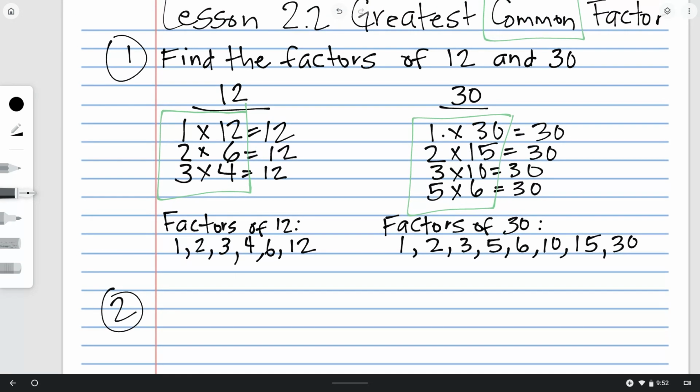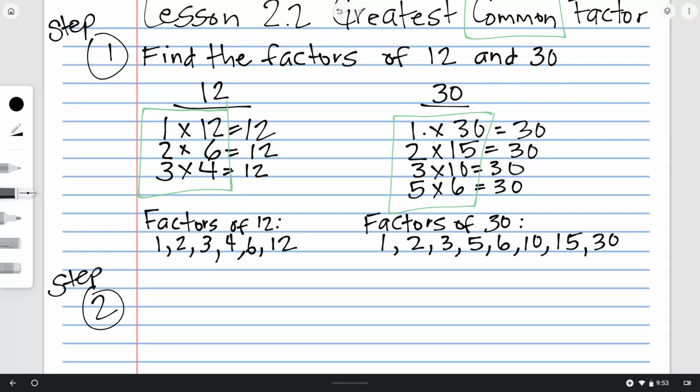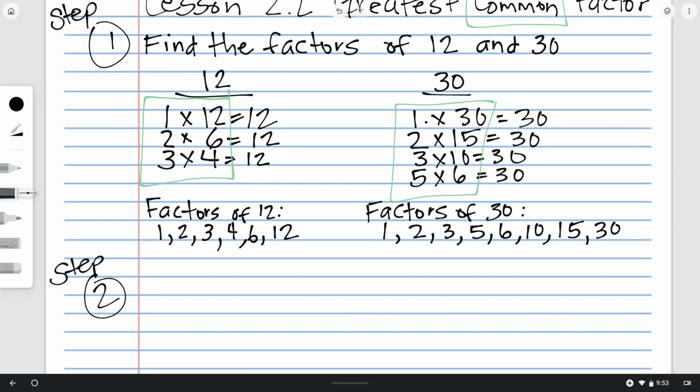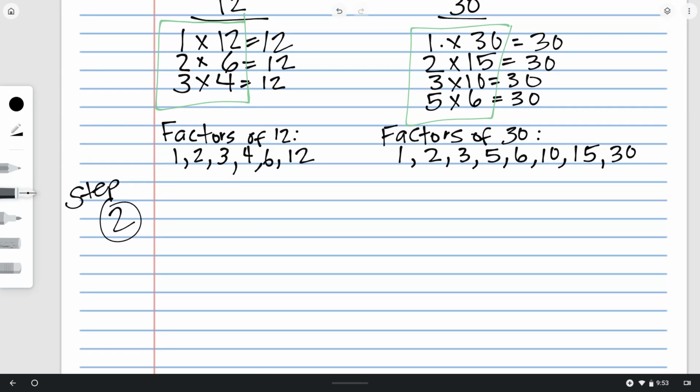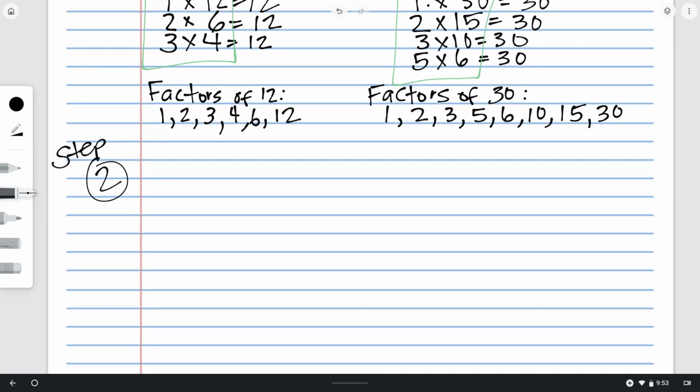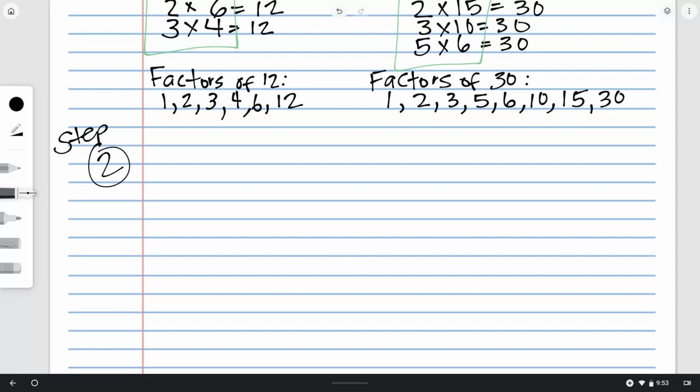Okay. Second step. So I guess over here we could put step 1, step 2. Because today it's going to ask you to find the factors. Then it's going to tell you to find the common factor, and that is step number 2.